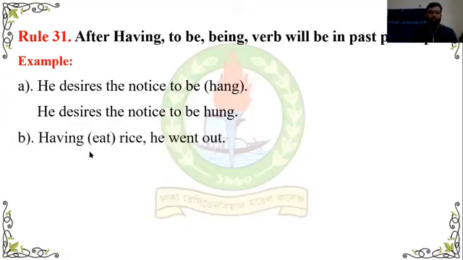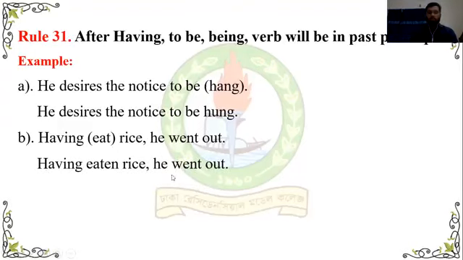Another example, having eat rice, he went out. So here you see having. So we have to make the verb in the past participle form. So having eaten rice, he went out.